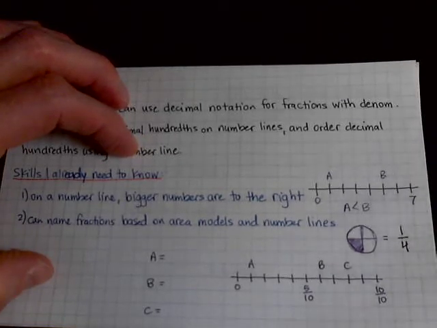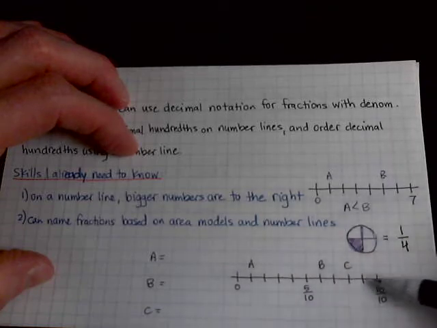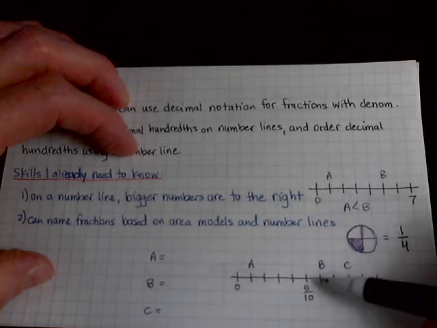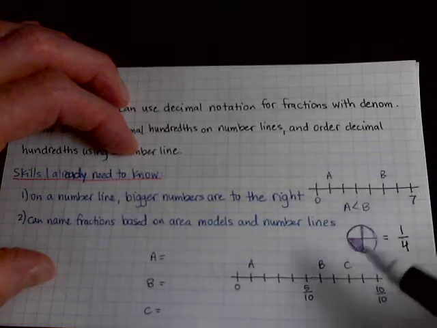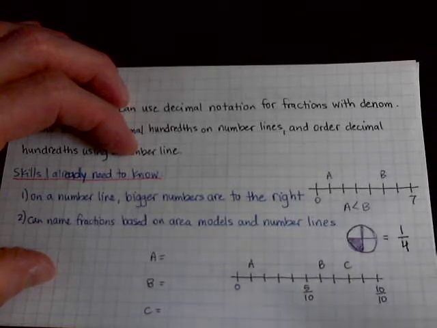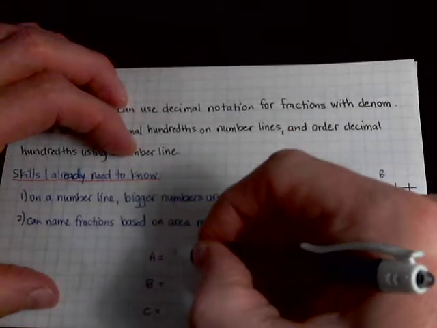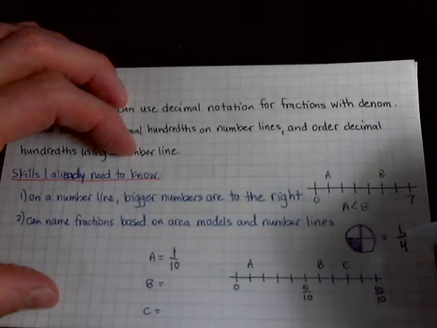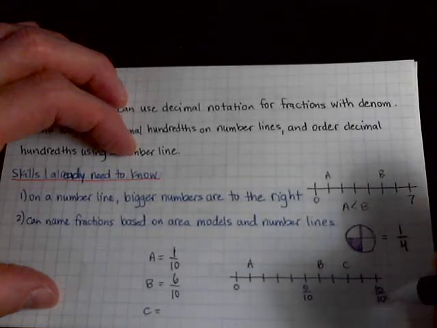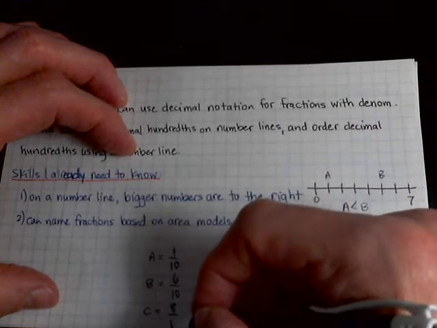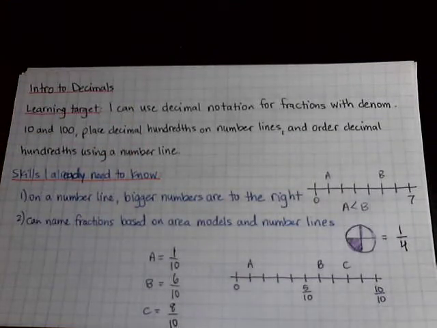The other one is that I can look at a number line again and see that there are 3 letters here, A, B, and C, and that I can name those fractions. If I look at A on the number line here, I know this is tenths because that's what I've written down. A is at 1/10, B is at 6/10, and C then is at 8/10. And so I would write that over here. Those are the skills that we need to know.